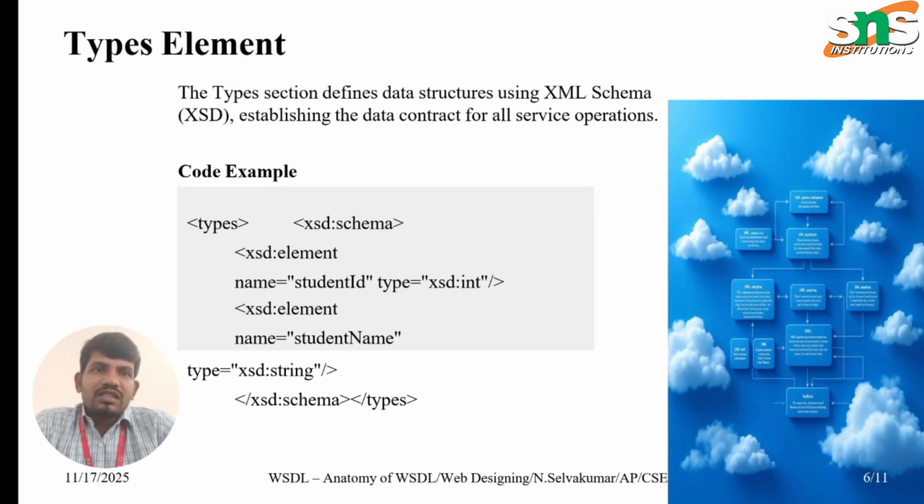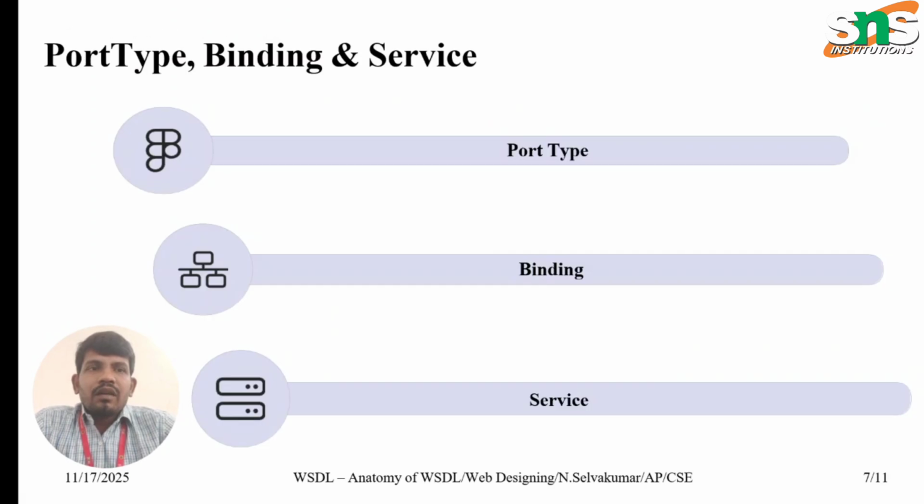The types section defines a data structure using XML schema. We have a code example with student data and a student type, using the student schema for the types. Okay, so this is how the port type, binding and service are used in this document structure. Before, I said what the port type does, what the binding does, and what the services do in a simple web design.